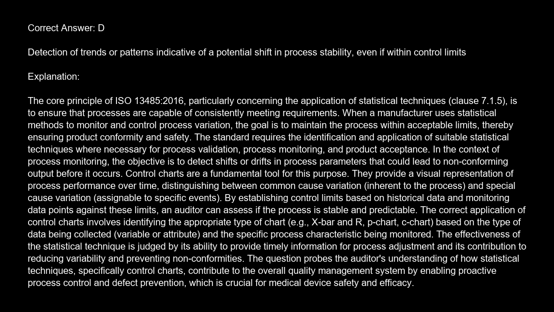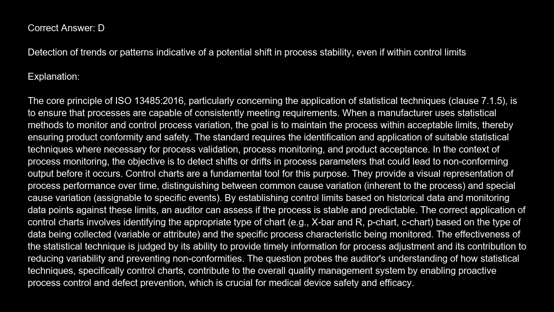They provide a visual representation of process performance over time, distinguishing between common cause variation, inherent to the process, and special cause variation, assignable to specific events. By establishing control limits based on historical data and monitoring data points against these limits, an auditor can assess if the process is stable and predictable.